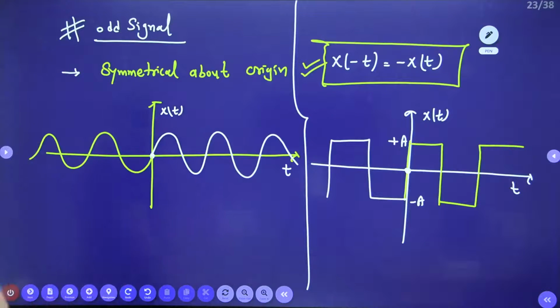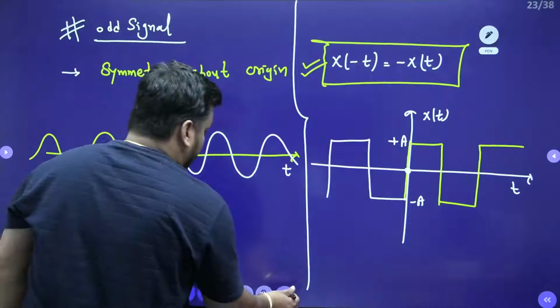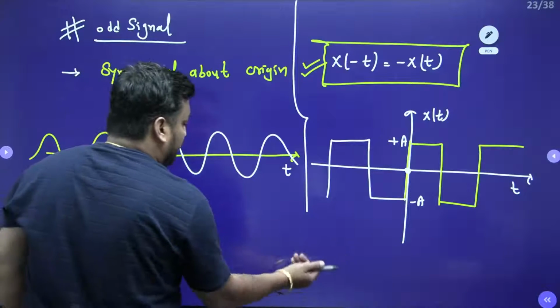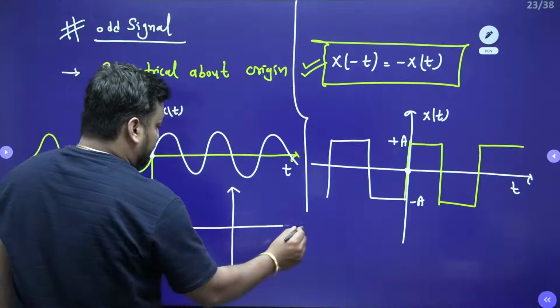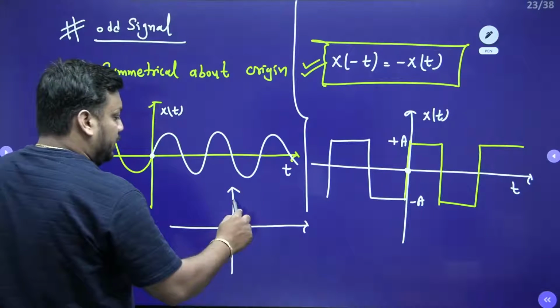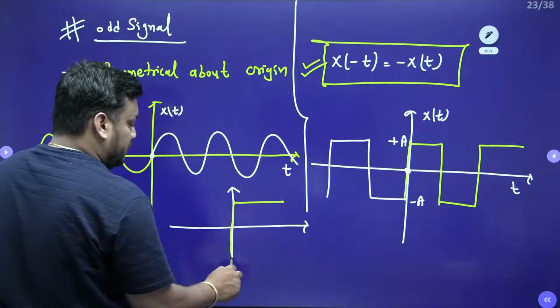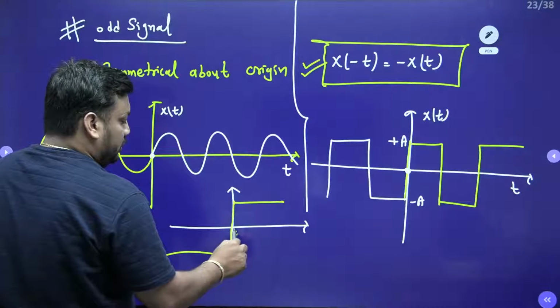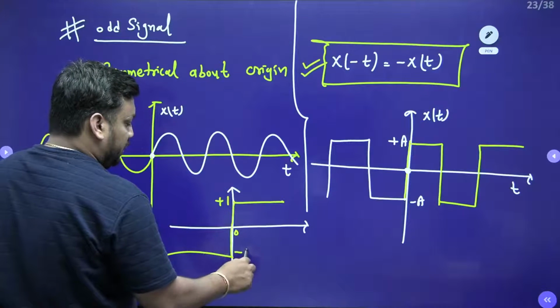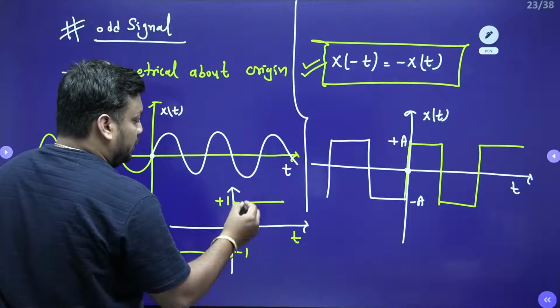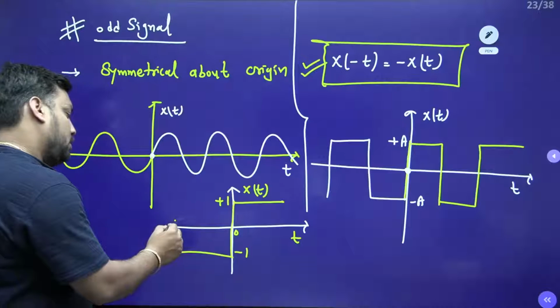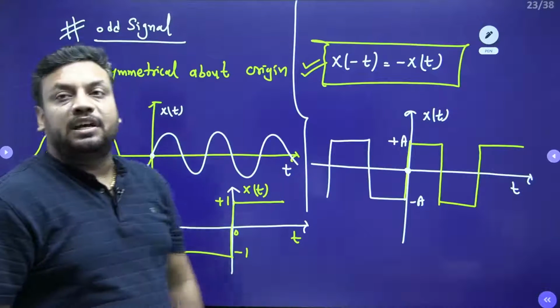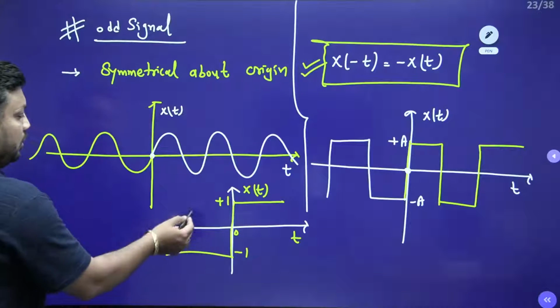So if I talk about the example of the signum function, how many of you remember the nature of the signum function, beta? Purushottam? The signum function's nature is this only. This is the signum function nature. This is 0, this is plus 1 and this is minus 1. This is with respect to t. So this is your x of t, guys. This is called a signum signal.